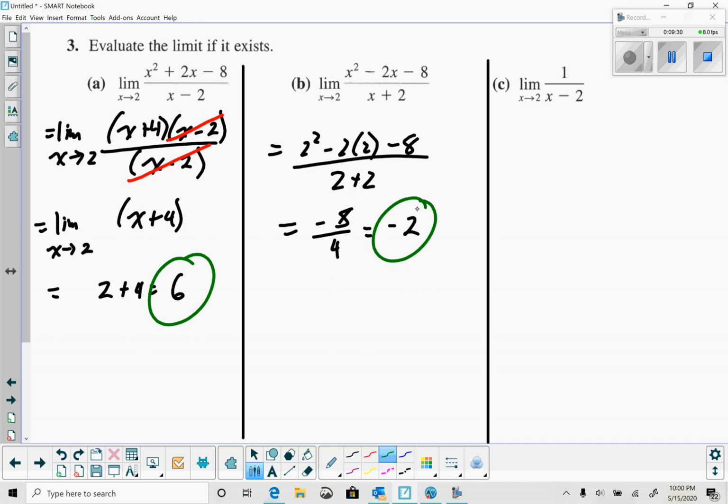Okay, so the thing you're looking for there is, can we do direct substitution? Do we get a denominator of 0? All right, well, okay, back to part C, we're back to, oops, we've got a problem.